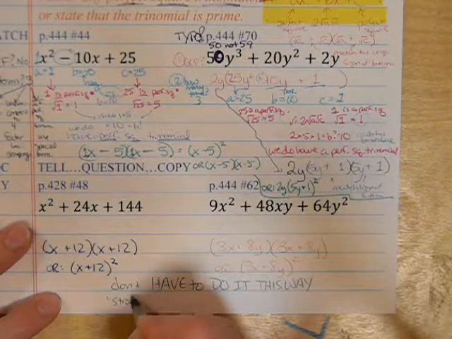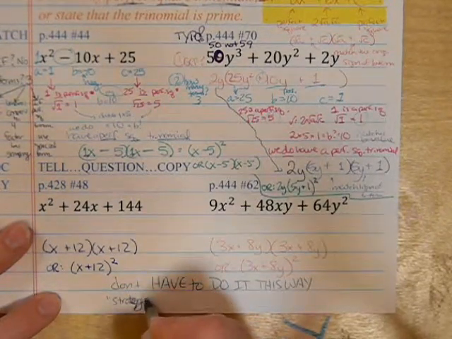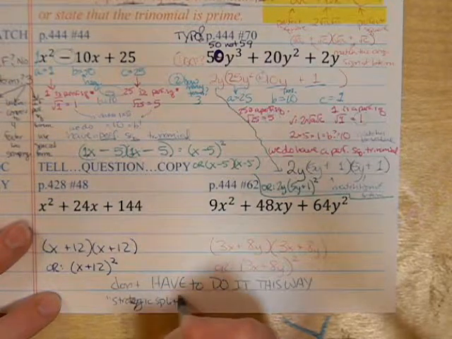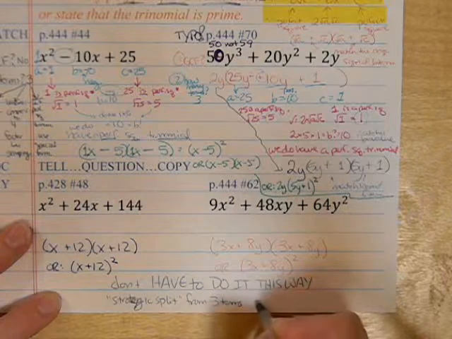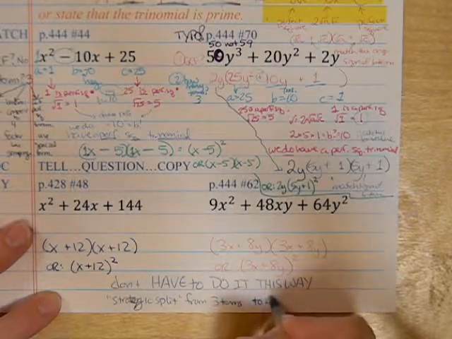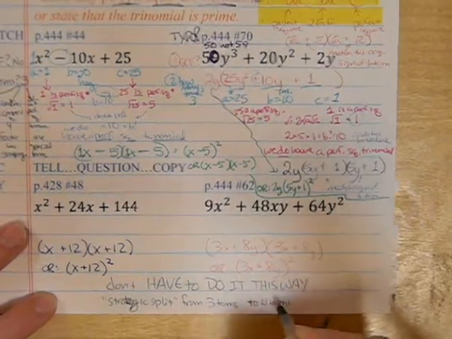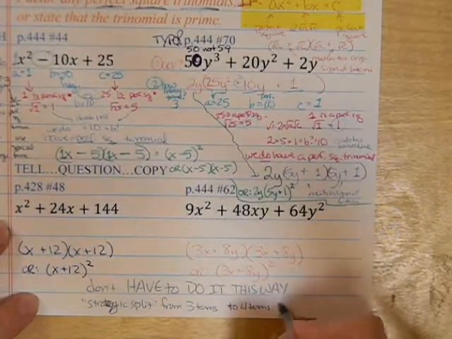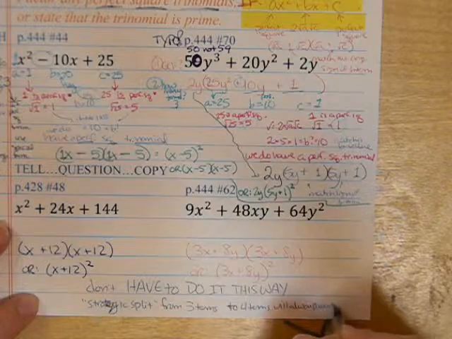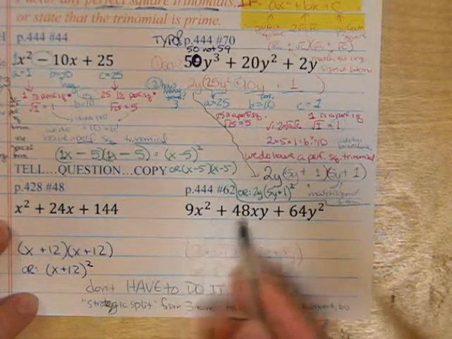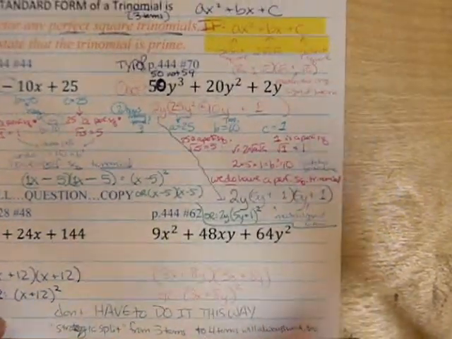The strategic, whoops, helps if I spell it right. The strategic split from 3 terms to 4 terms that we learned about in section 2.3 and 2.4, the strategic split from 3 terms to 4 terms will always work too. May take a little longer, may get some pretty big numbers because of the squares here, but it will work.